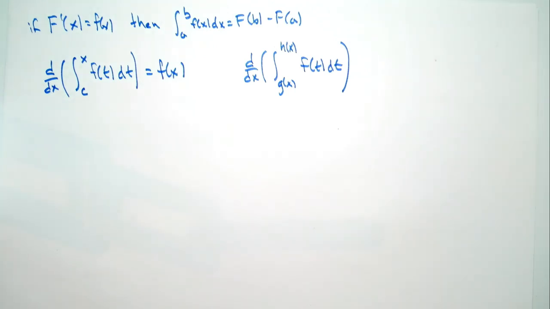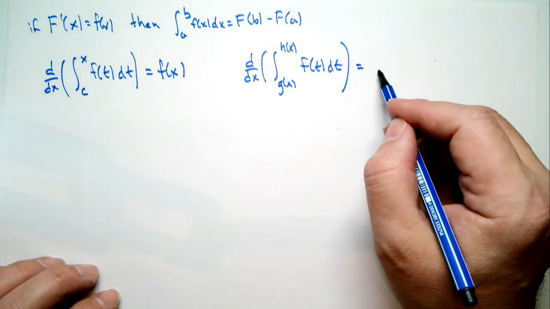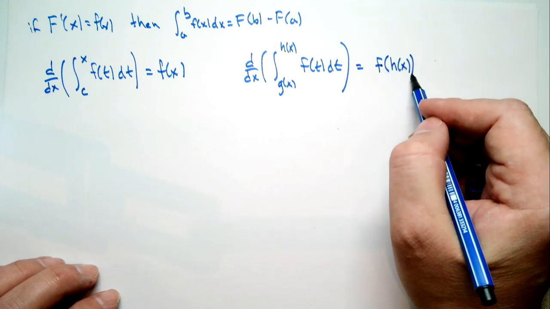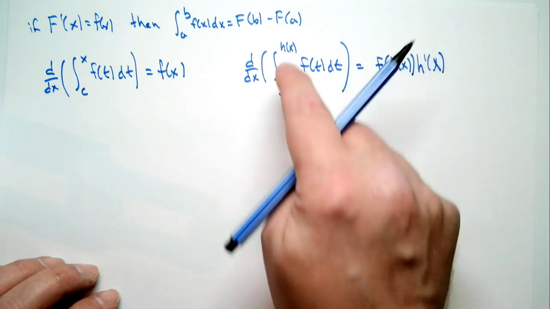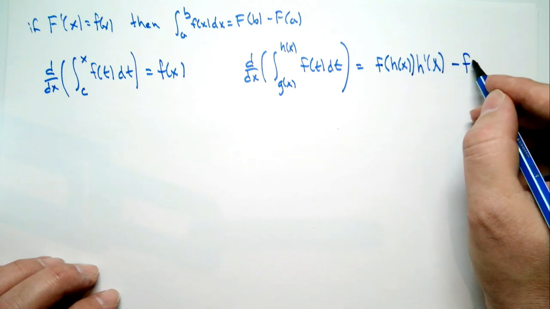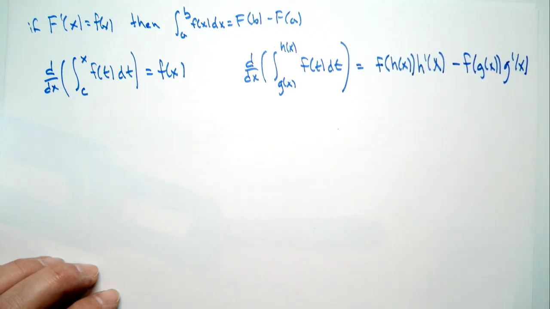Now, if you have that, what's happened? Well, you're mixing the fundamental theorem of calculus together with the chain rule. So with the chain rule, take the outside, which would be f, plug the inside in, h of x, times the derivative of the inside, which is h prime of x. That's what happens at the top. Subtract, similar thing at the bottom: the function, g of x, times g prime of x.